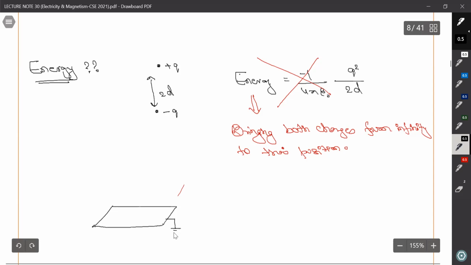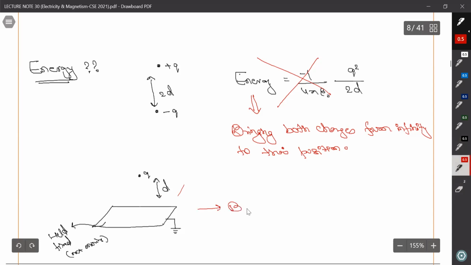So this is a conductor, this is held fixed or simply not moving, right? And this is q at t, right? So here what is happening? Bringing only q from infinity to this point. Here what we are doing, bringing q from infinity to this point only.